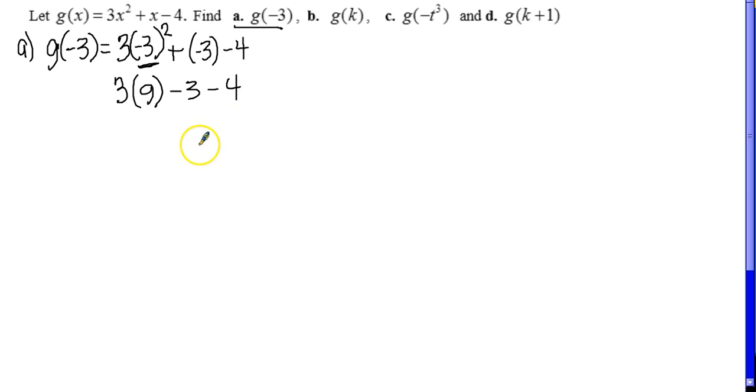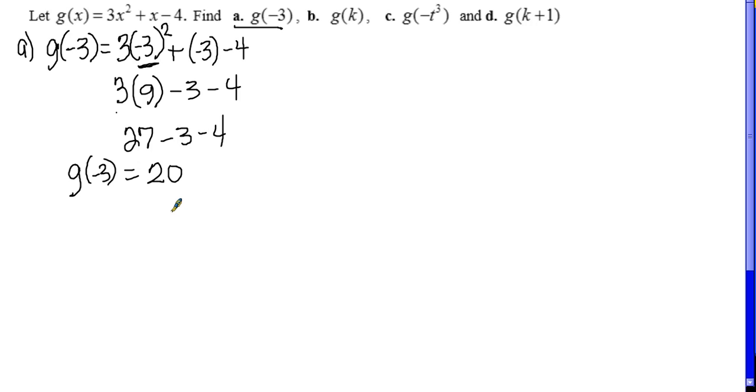And then after we do our power, what's the next operation that we're allowed to do? Multiply. So we're going to do 27 minus 3 minus 4. And now we can finish it out left to right because it's all subtraction. So we dropped in a -3, performed the function, and the function of a -3 is 20. That is the function of a -3.